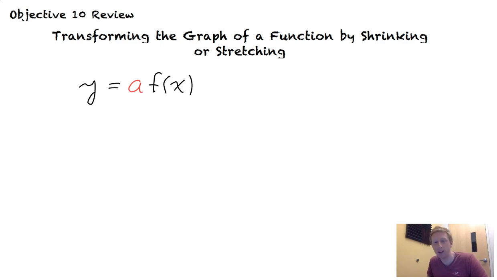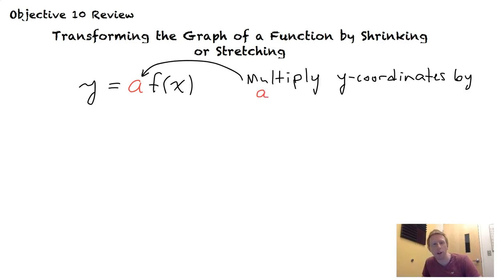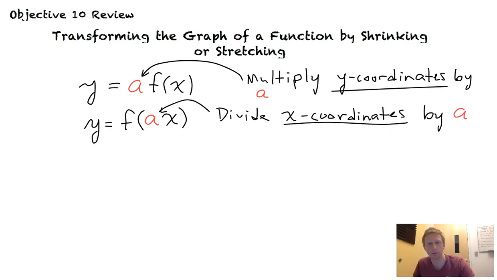y equals a times f of x, then you multiply the y-coordinates of the original graph by a to make the new graph. If you are asked to transform a function of the type y equals f of a times x inside the parentheses, then you divide the x-coordinates of the original graph by a to make your new graph.